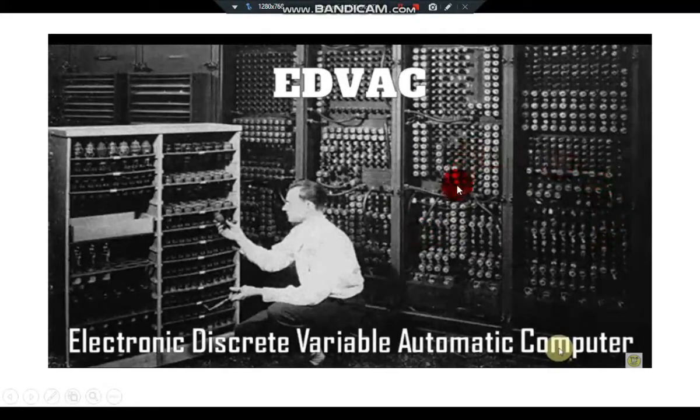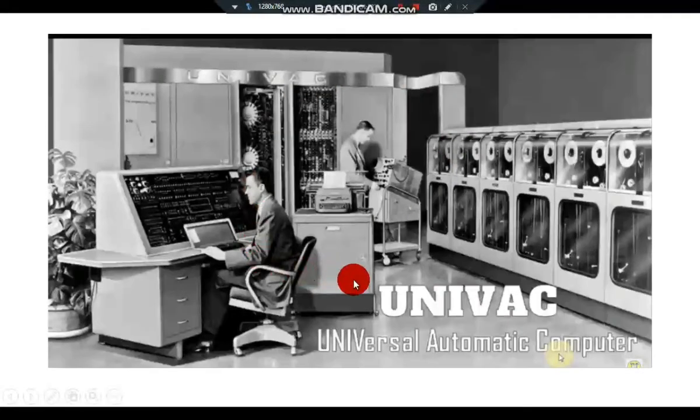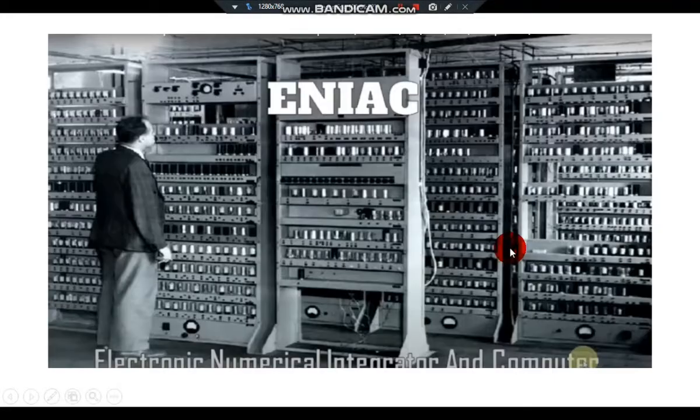You can see this is a very large mechanical device. This computer's name is EDVAC, that is Electronic Discrete Variable Automatic Computer. This is an example of a first generation computer. One more computer developed in the first generation is UNIVAC, the Universal Automatic Computer. And then one more is ENIAC. What is the expansion of ENIAC? It means Electronic Numerical Integrator and Computer. This is one more example of first generation computers.